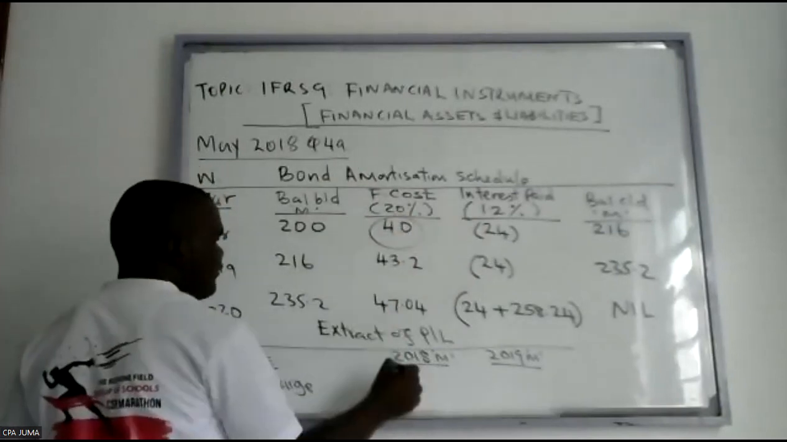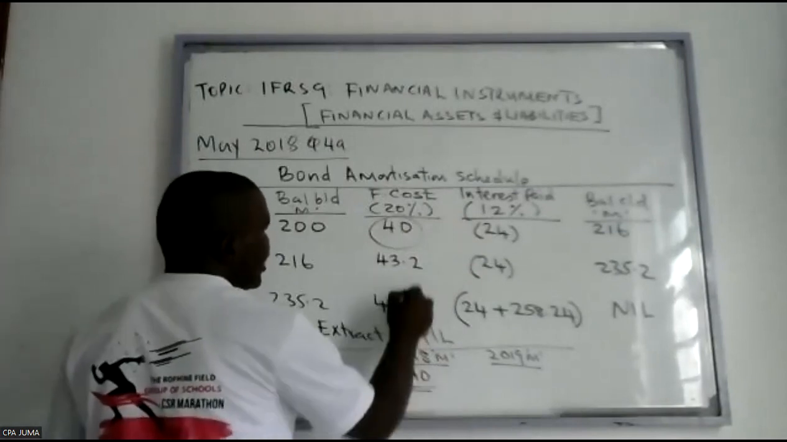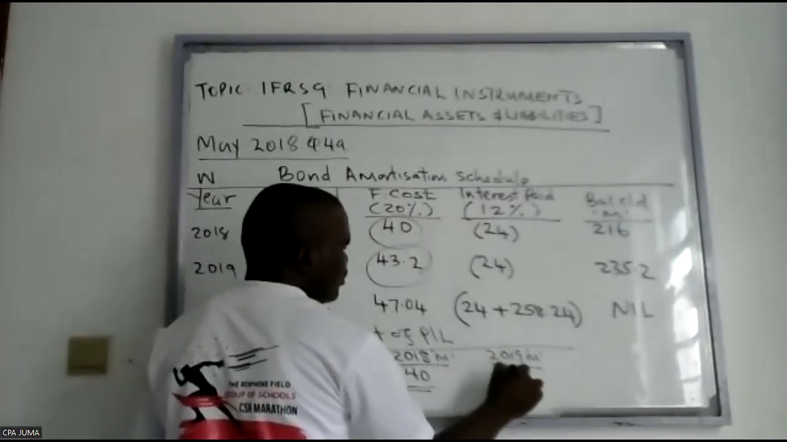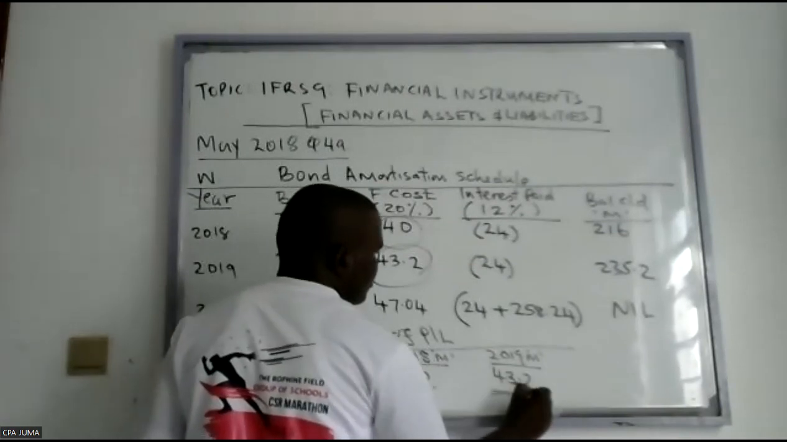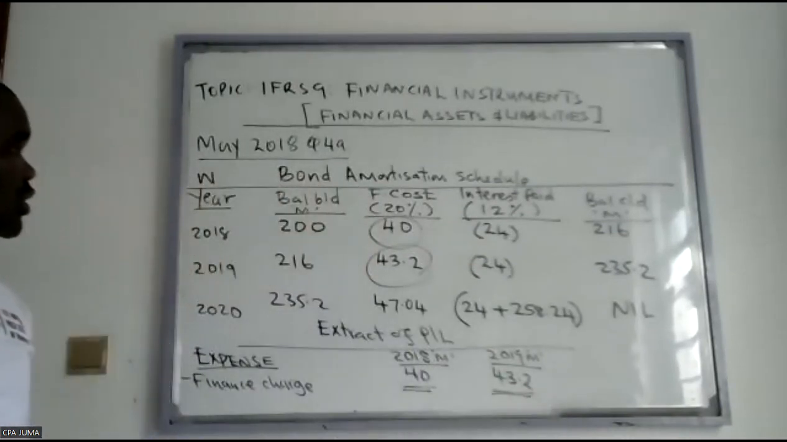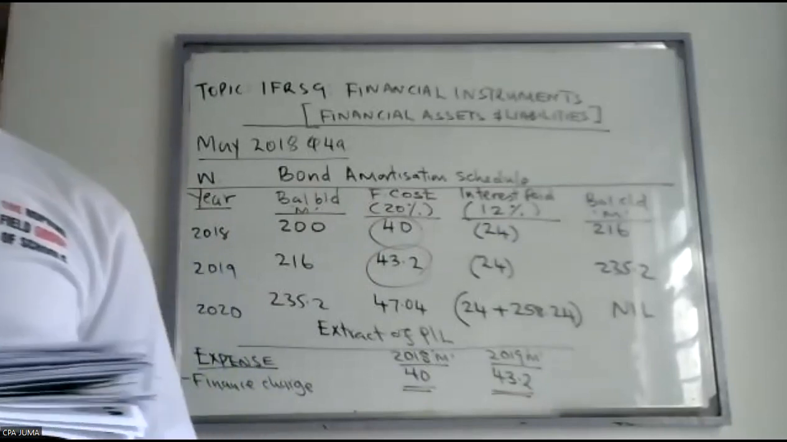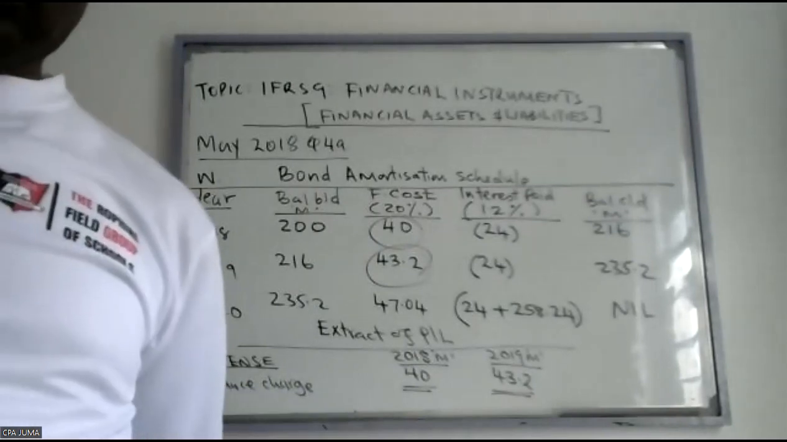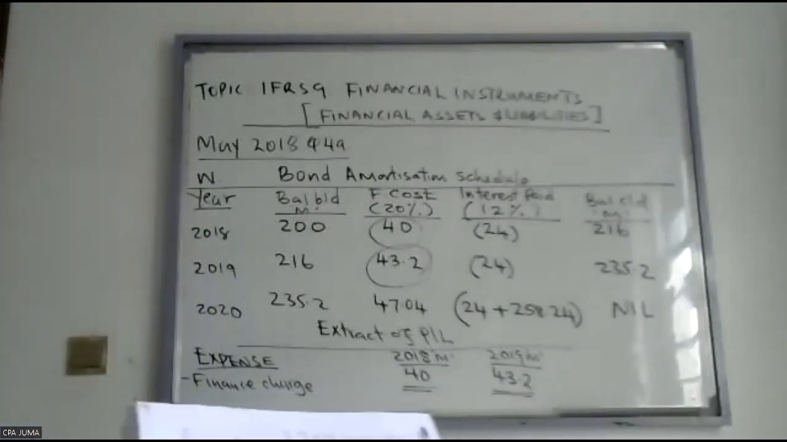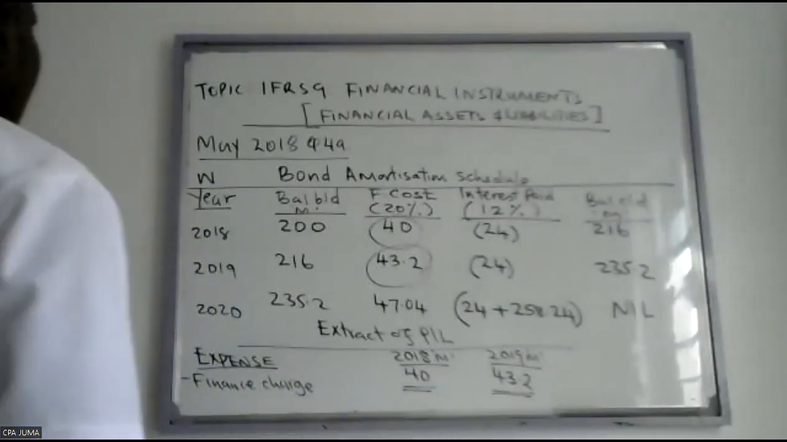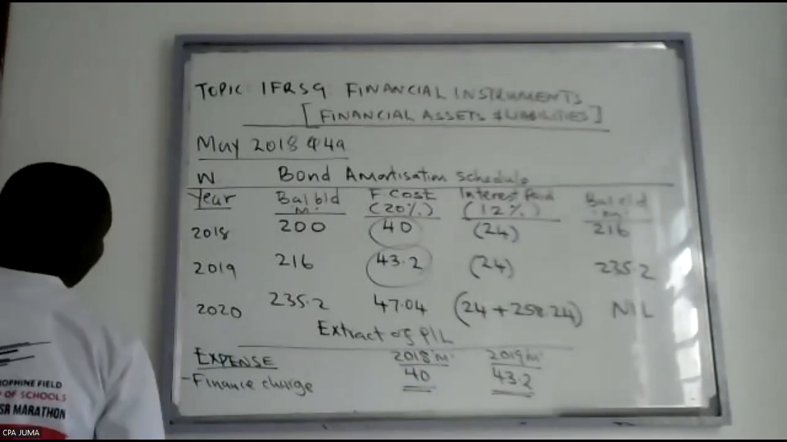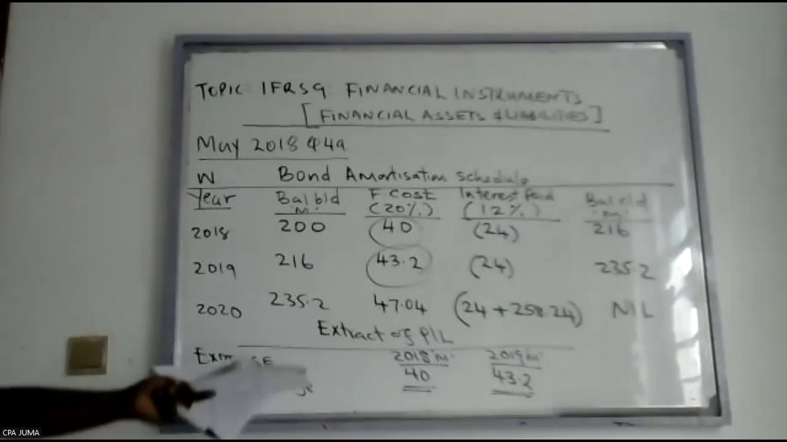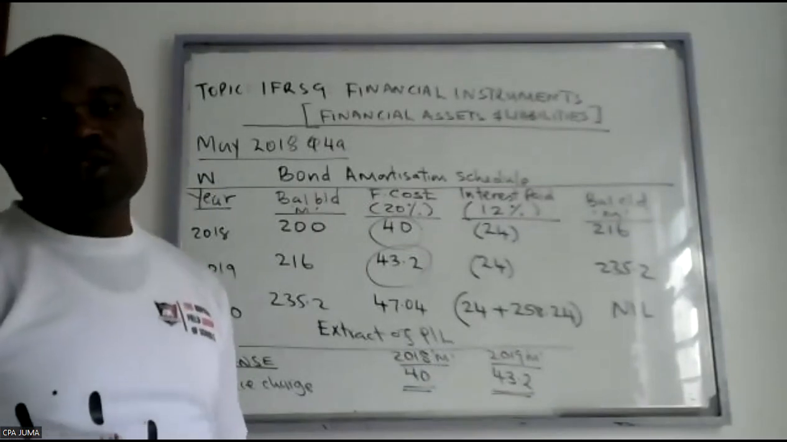So year one, you will bring 40. Year two, you bring 43.2. Finished. So that is the extract of P&L. Finish that, then we do the extract of the balance sheet.